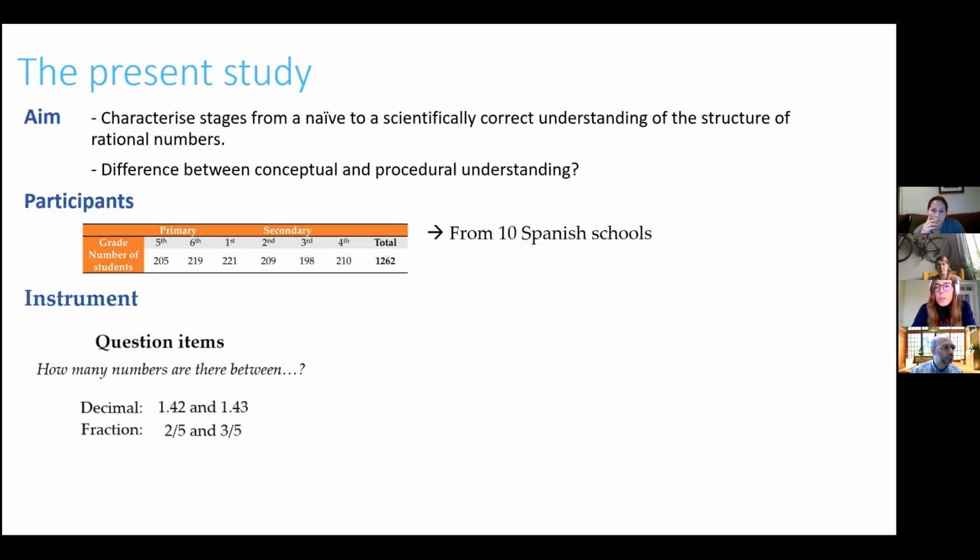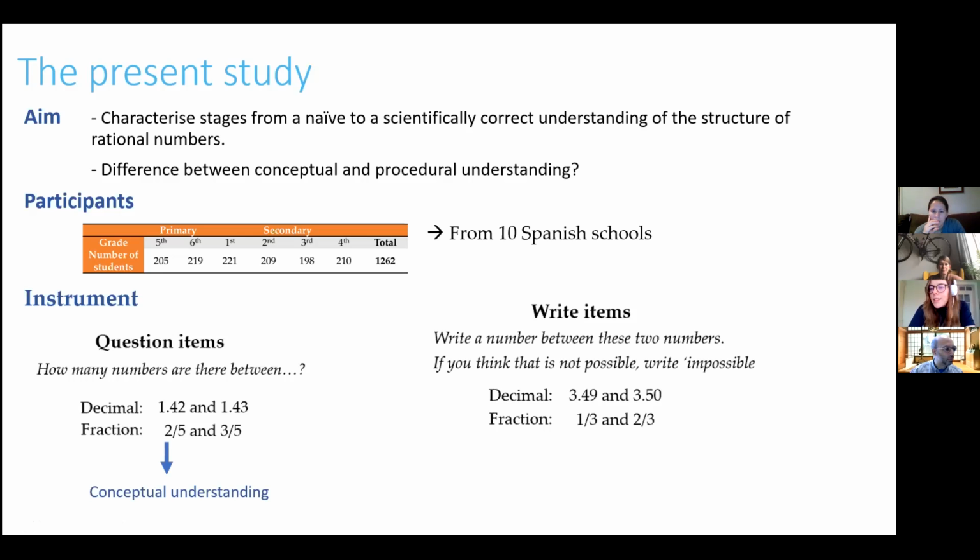items. I have to say this is part of a large project. Today I'm focusing on these 2 types of items. So the first type of items are the question items, and these were all items where the question was how many numbers are there between, and then numbers with decimals and fractions. And this is what we consider as conceptual understanding. So really understanding that there are infinitely many numbers in between two rational numbers.